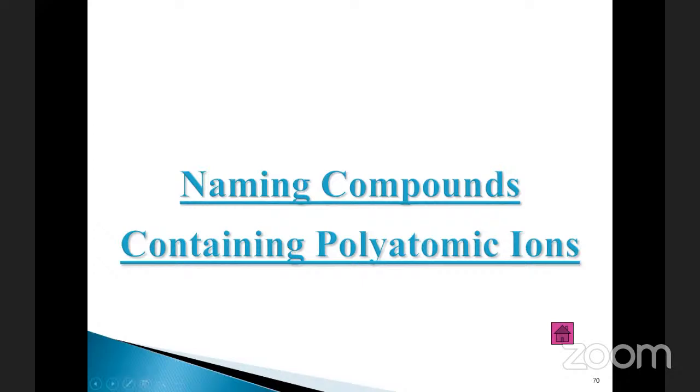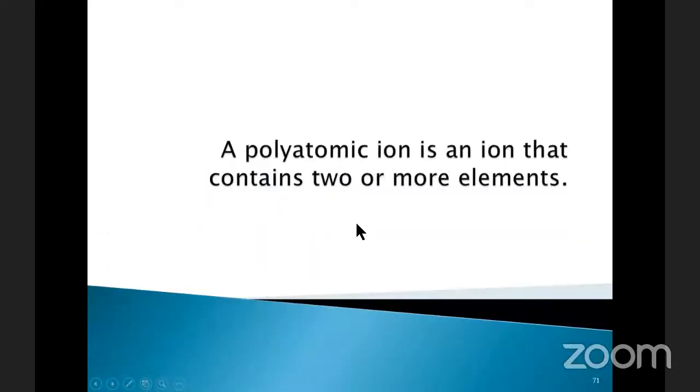Okay, so let's talk about compounds containing polyatomic ions, all right? How do we name these compounds? So let's talk about what we mean by this term polyatomic ion. And as stated right here, a polyatomic ion is an ion that contains 2 or more elements. All right, so an example of a polyatomic ion would be this one right here. So in this particular case, you have nitrogen combined with 3 oxygen atoms, and that unit carries a negative charge, right? So that's what we mean by a polyatomic ion.